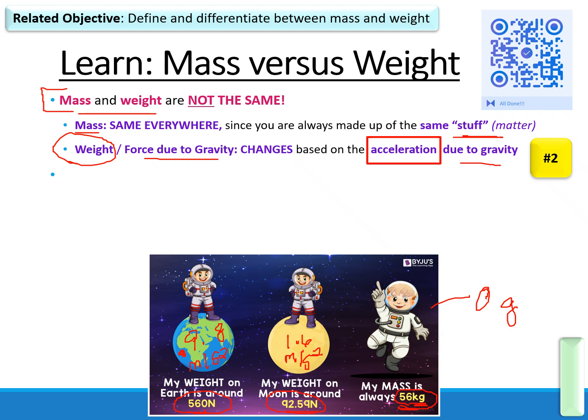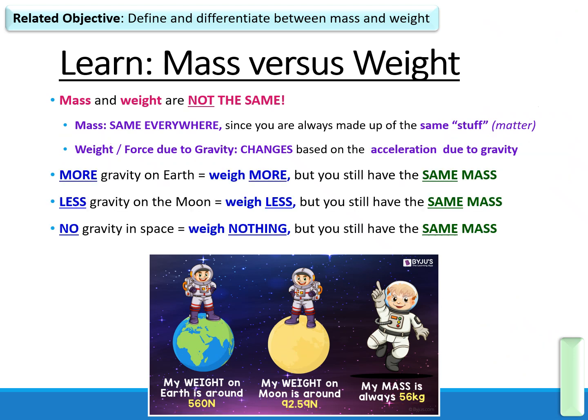And what is my weight in outer space? Well, if gravity is 0, then guess what? My weight is also 0. So kind of cool, a little factoid, right?